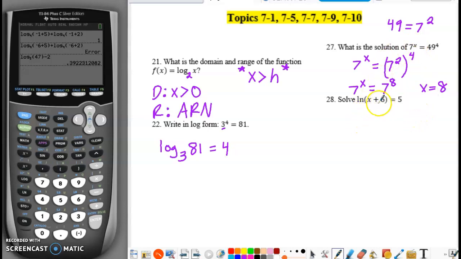Looking at 28, it's asking us to solve natural log of x plus 6 equals 5. So what we can do is I know that natural logs have a base of e. And so we're going to flip this around. We're going to convert this back to exponential form. So we're going to say e, my answer is 5. So e to the 5th is equal to x plus 6.